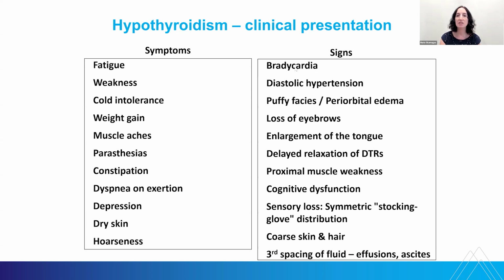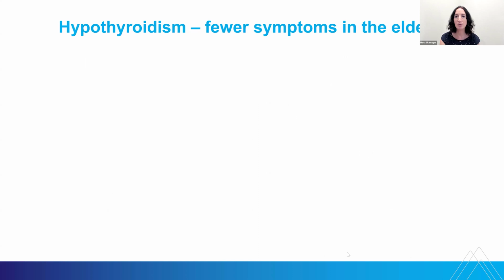And signs on exam, we would see bradycardia and diastolic hypertension from decreased relaxation of the heart. We can see edema, periorbital or puffiness of the face, delayed relaxation of the reflexes, proximal muscle weakness, cognitive dysfunction, especially in the elderly, some sensory loss. This is going to be related to infiltration of aminoglycosides around the nerves, causing a carpal tunnel type symptomatology, coarse skin and hair, and in severe hypothyroidism, you can have third spacing of fluid.